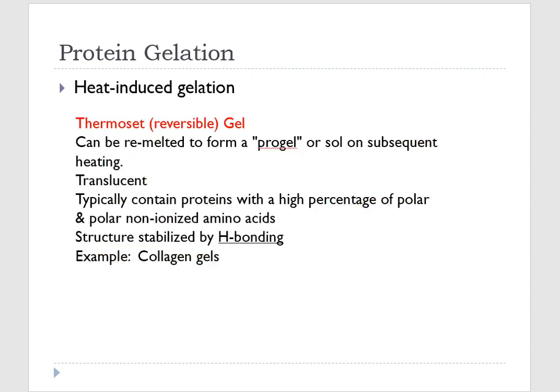So protein gels made by heating are the most common type. Heat denatures proteins. So hydrophobic regions of proteins are exposed during denaturation, which causes aggregation. And after a certain time, you get a cross-linked 3D gel network, which is your gel. So this thermal denaturation can be reversible or irreversible.